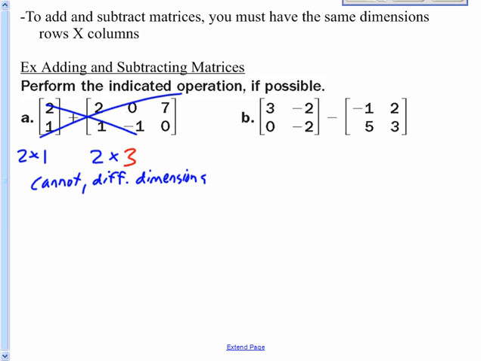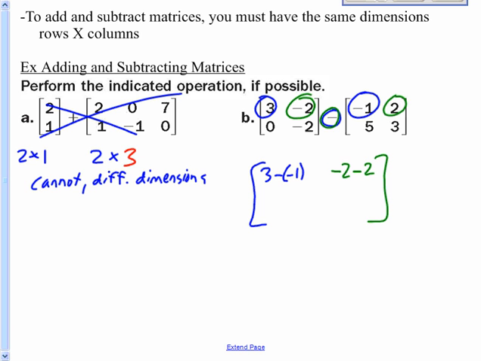All right, over here though, both of those are 2 by 2. So let's go ahead and subtract these. I take the first entry, 3 minus the -1, and that goes in the same position where I found those entries. Now -2 minus 2. Now we jump to the second row, first column, 0 minus 5. And finally, second row, second column, -2 minus 3. And then we just clean it up.